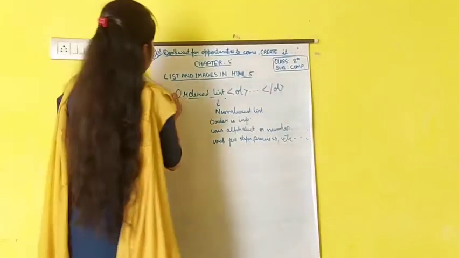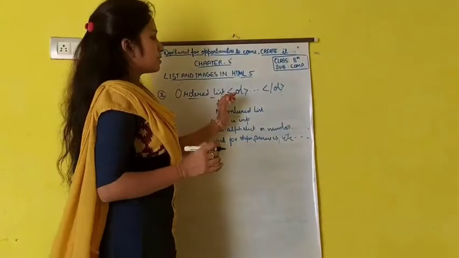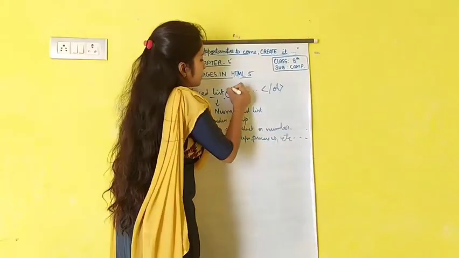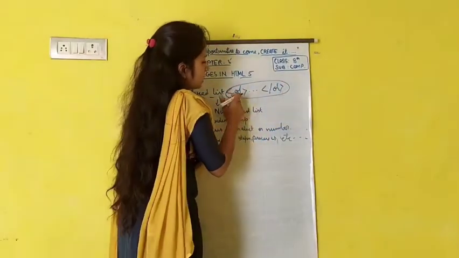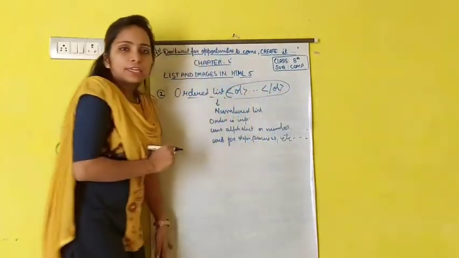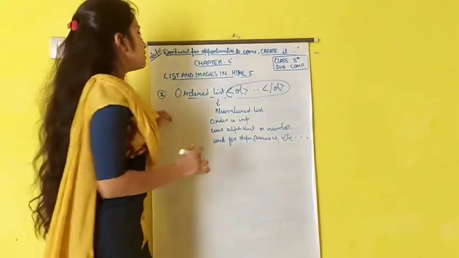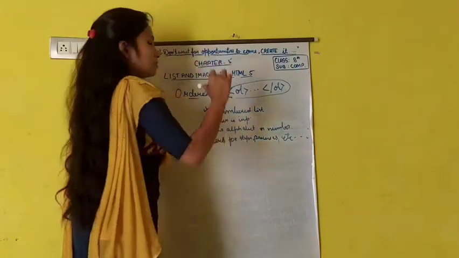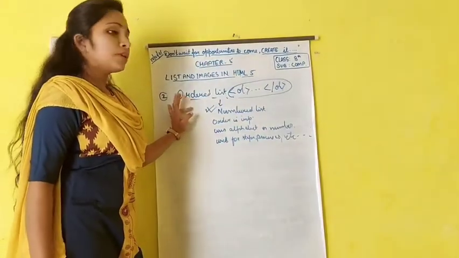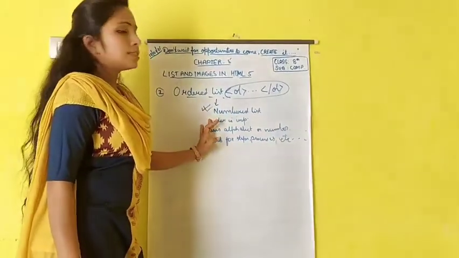Then the second one is the ordered list. Clear? The syntax for this is OL to start and /OL is the ending. This is known as a numbered list. Clear? This is just the opposite of the unordered list. Here the order is important.